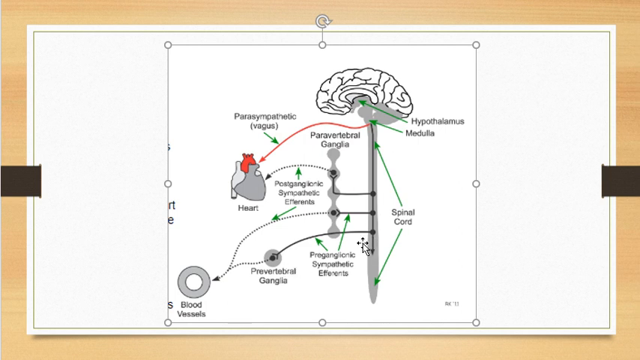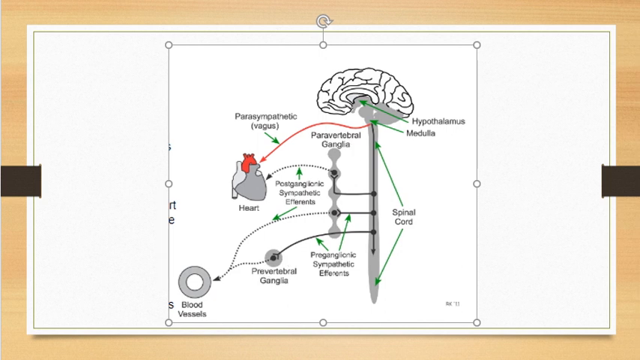Sometimes the prevertebral ganglia are present inside the organ itself. This will be discussed in our next presentation. So don't confuse it with the paravertebral ganglia that run parallel to the spinal cord. So these are the paravertebral ganglia and these are the prevertebral ganglia. Prevertebral ganglia are quite different from the paravertebral ganglia, and this will be discussed in our next presentation.